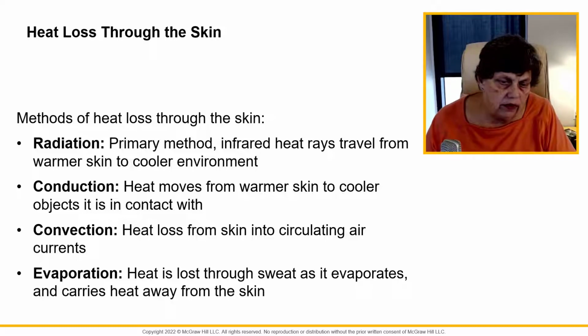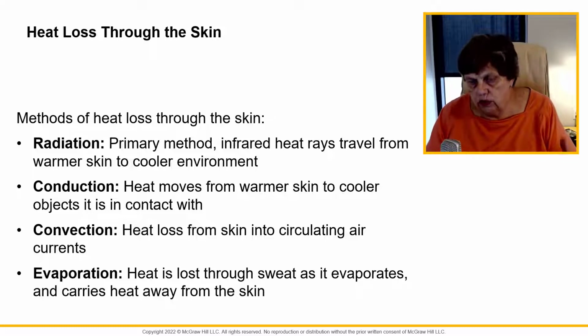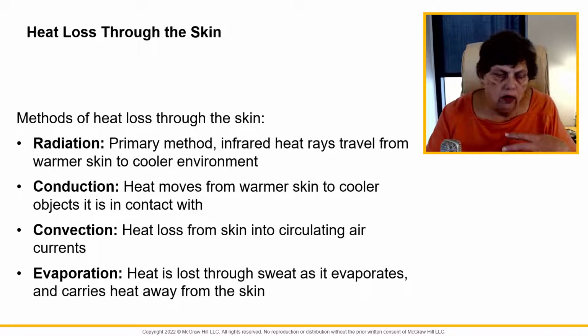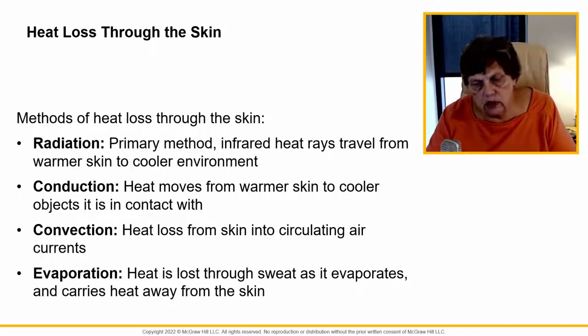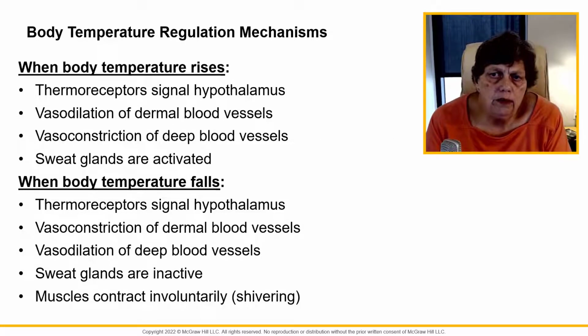All right, and then we have the heat loss from circulating air currents, that's convection. And then we have evaporation, which is loss through the sweat. As we sweat, it will evaporate and carry heat away from the skin. That is why when the humidity in the environment is lower, we evaporate quicker. And when the humidity is high, it's harder for us to evaporate that water, and that's why we feel the heat so much more.